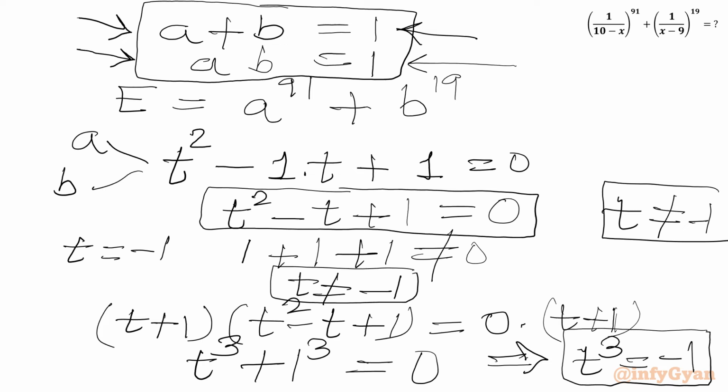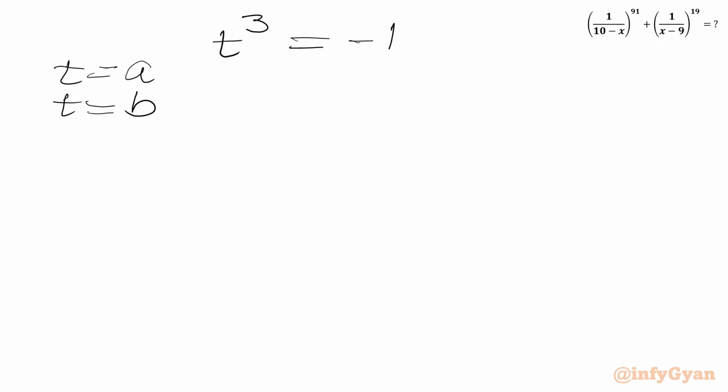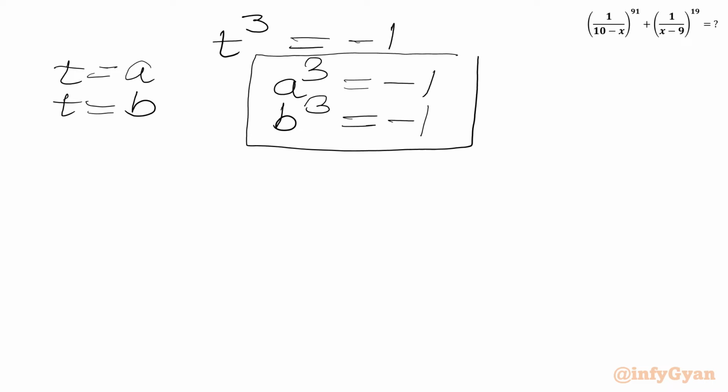Roots of this equation a and b means I am going to plug in t equal to a and t equal to b. Let me write here t cube equal to minus 1. Let's plug in t equal to a and t equal to b. So I will get a cube equal to minus 1. And from second, t equal to b, we will write b cube equal to minus 1. Our target is to find a power 91 plus b power 19.